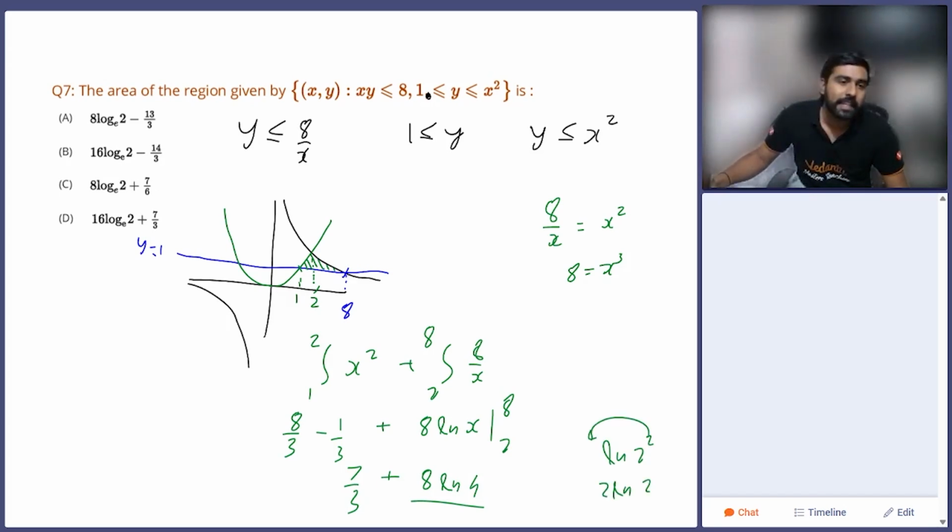So basically 16 times ln 2 plus 7 by 3. Option D over here will be the answer for this question. Okay? So option D will be the answer. Basic manipulation bit, and that gives you the answer for this question over here. Okay, everyone, hope the idea is clear. Simple manipulation. That's all you had to do for this question.